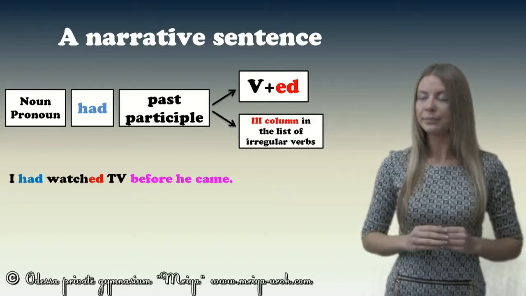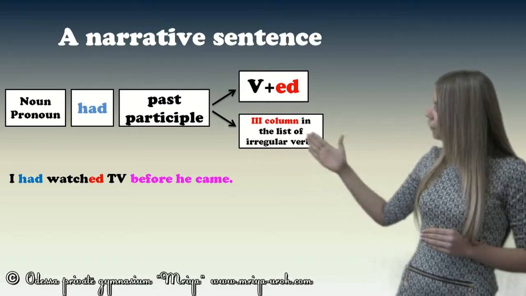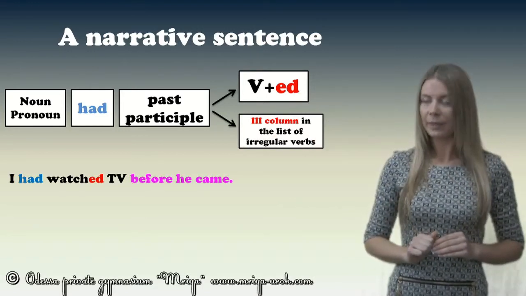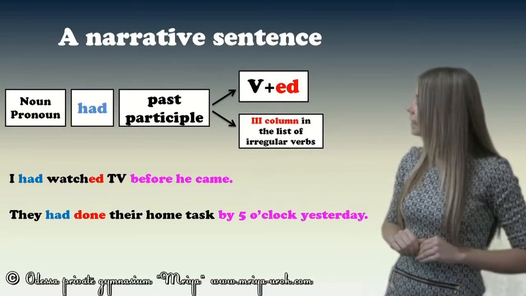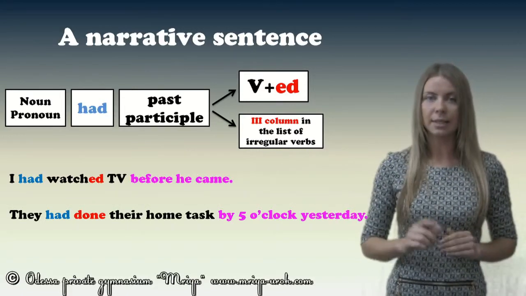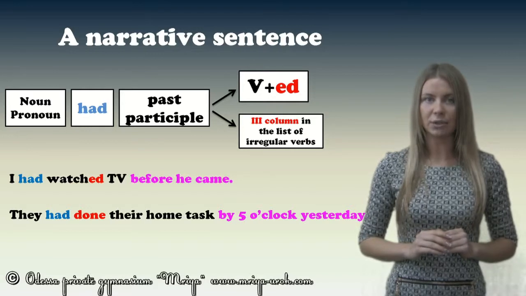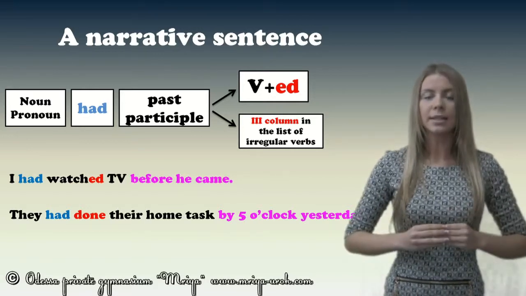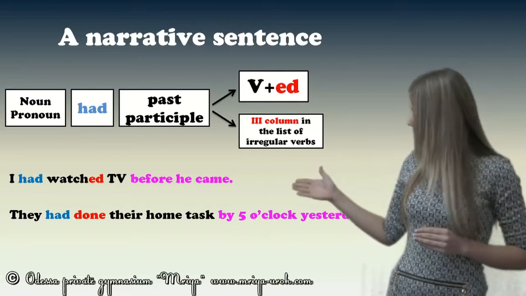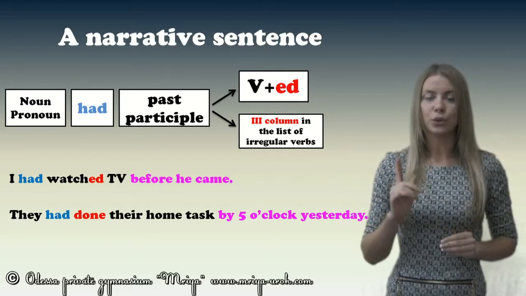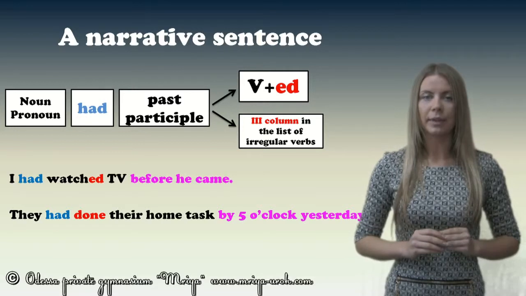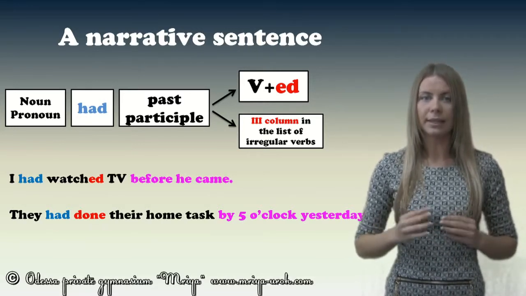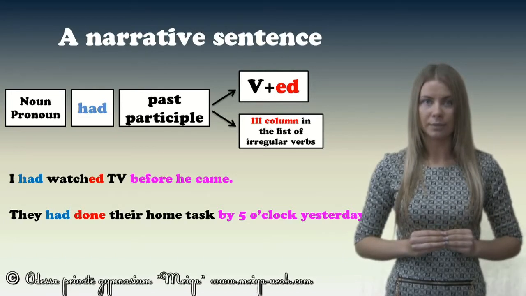For example, I had watched TV before he came. They had done their home task by 5 o'clock yesterday. The verb to watch is a regular one, that's why we add ed ending to it. To do is an irregular verb, that's why we take the third form in the list of irregular verbs.